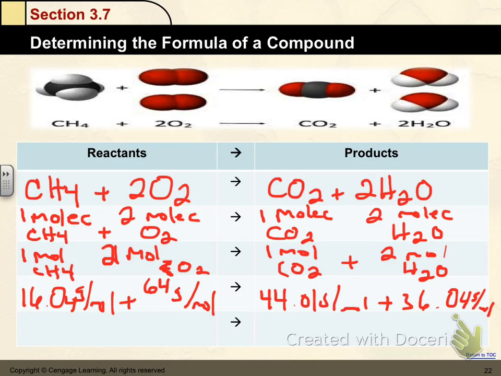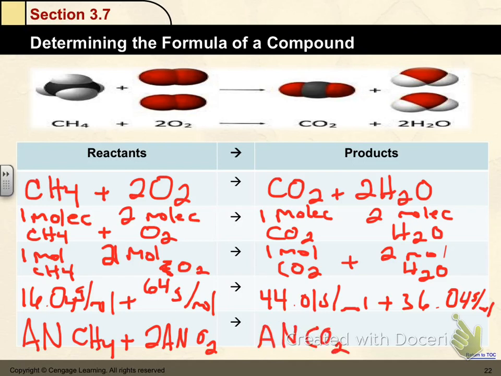Now, if we want to get to the big gaudy numbers, we could say that there's 6.022 times 10 to the 23rd, Avogadro's number, atoms or molecules of CH4. So Avogadro's number of CH4 plus 2 Avogadro's number of O2 yields Avogadro's number of CO2 plus 2 Avogadro's number of H2O. Right, if we were to count each individual molecule, which we typically don't do.